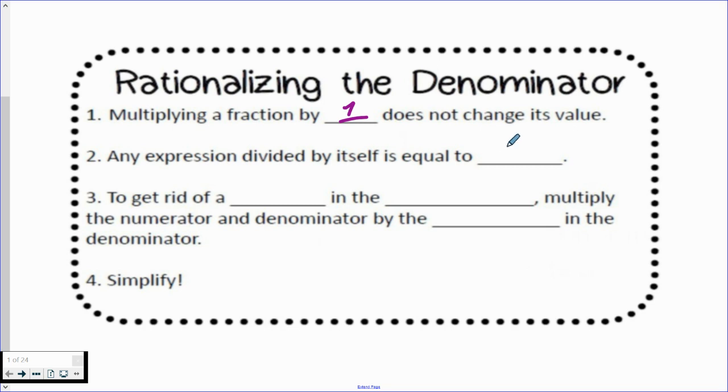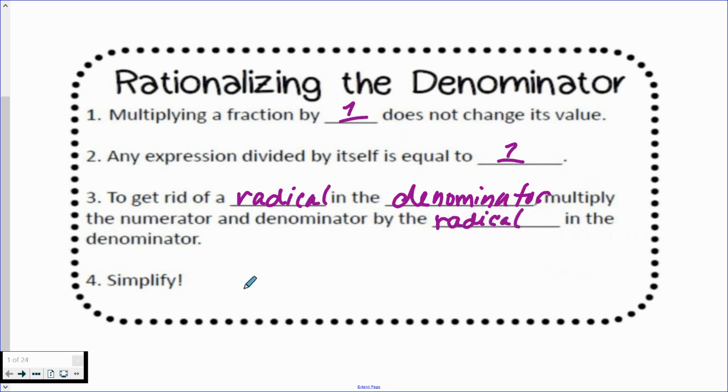So think about any number you have, like 2 divided by 2, 3 divided by 3, so on. It's always going to reduce down to 1. And so that's why you are allowed to do this process. And so to get rid of a radical in the denominator, you simply multiply the numerator and denominator by that radical that's in the denominator.